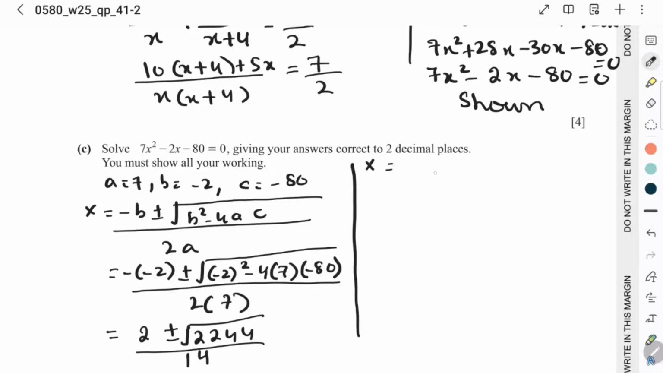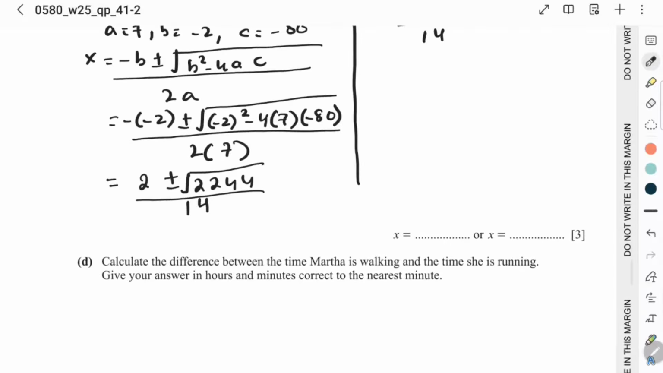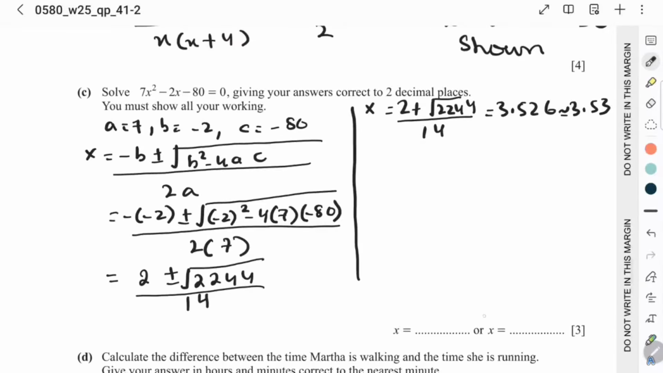X equals 2 plus the square root of 2244 upon 14, which equals 3.526, and we can write down 3.53 approximately, the positive one.